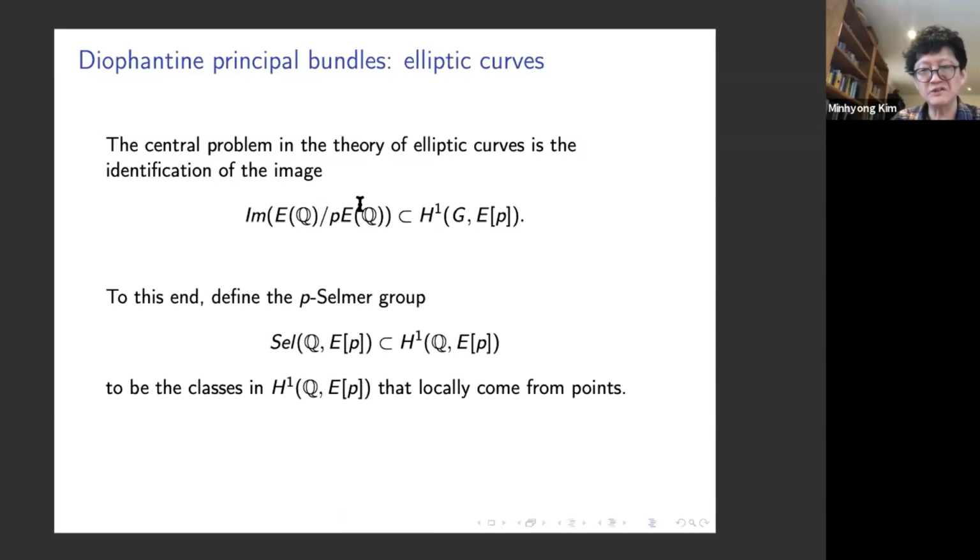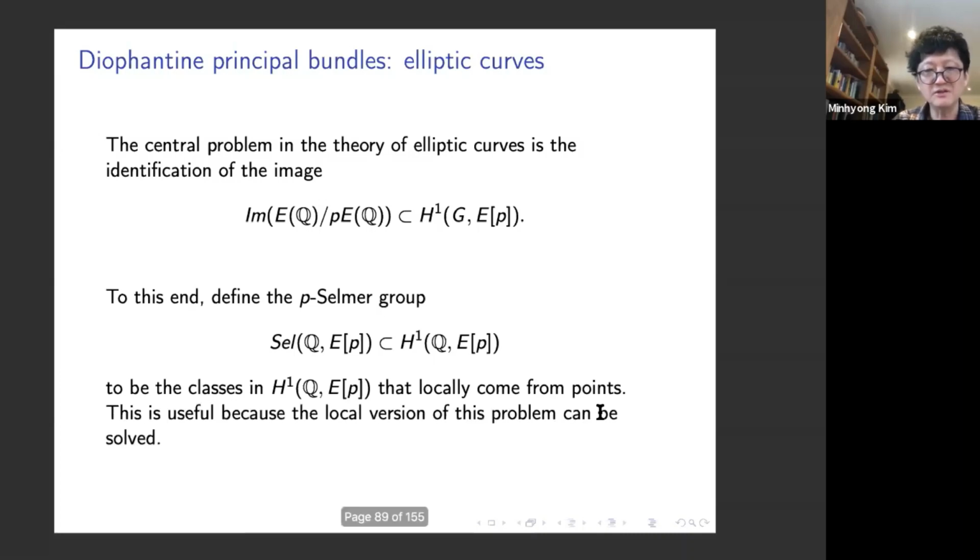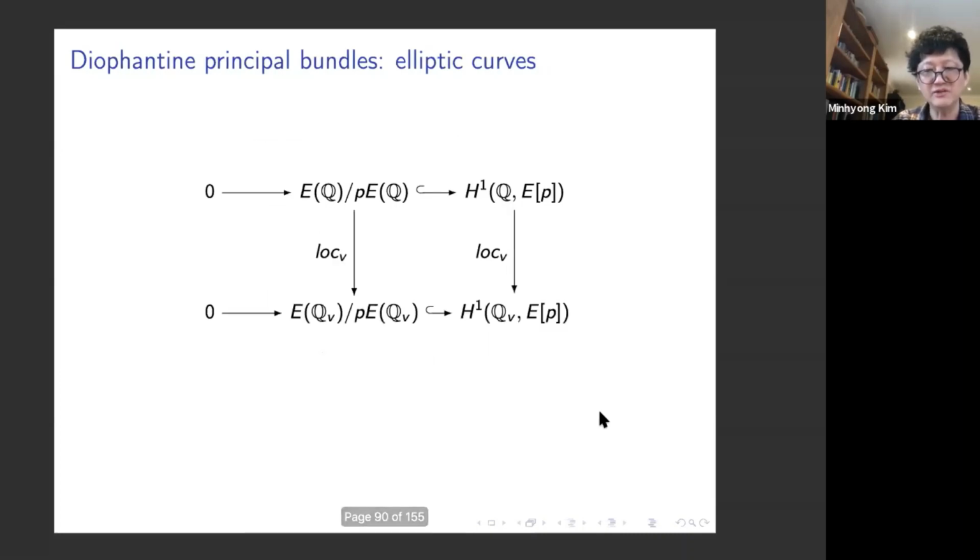In order to do this, the first step is to cut down the possible image a little bit. And this is what the notion of a Selmer group does. So what is this? This is simply the principal bundles inside this H1 that locally come from points. So here already, this idea of refining the Hasse principle plays a very important role. I'll just throw a diagram at you to illustrate. This inclusion of the Mordell-Weil group mod P into the H1 exists at the local level as well. So the Selmer group consists of those things in here that locally lie inside the image of the points.